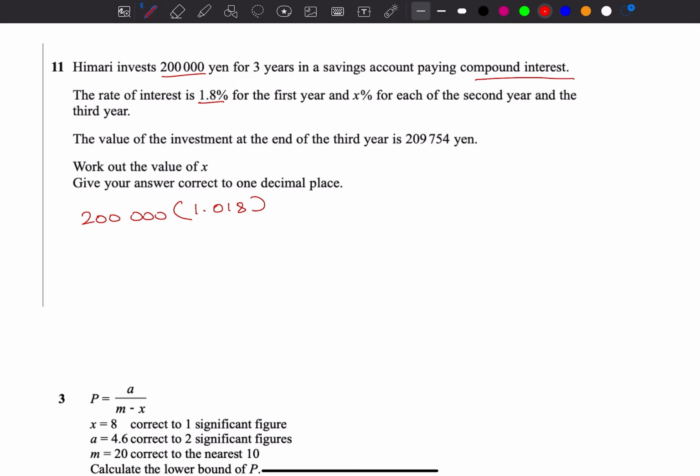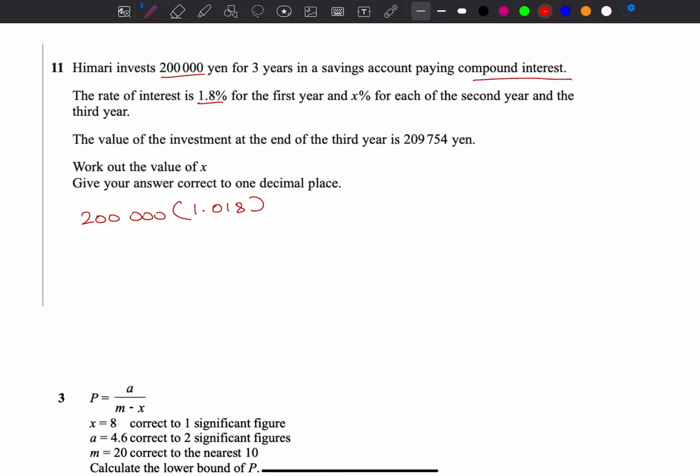Okay. So it's 1.018, because if it's 1.8%, it's 1.018 to the power of 1 for the first year. And then x for the second and third year. So x to the power of whatever. How many? Total of 3 years. So you have 1 year gone there, so 2 is equal to, what's the answer?